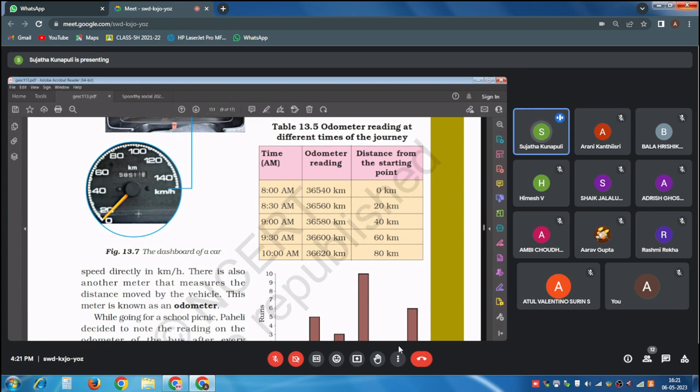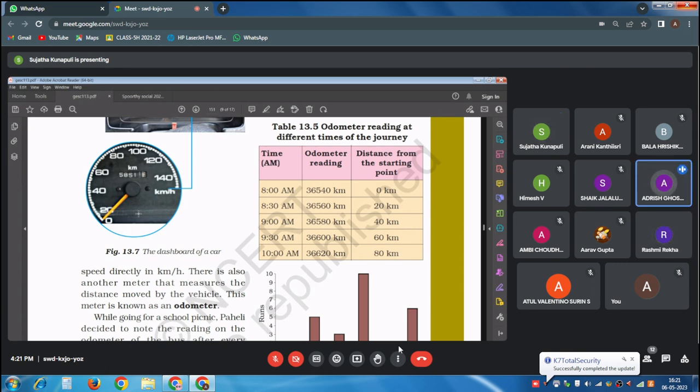See, all those things, odometer, speedometer, they are connected to the engine. Generally, if you take a car, where will it get connected? I think they will have sensors. Ma'am, in some mechanical ones it is connected to the wheels, ma'am.